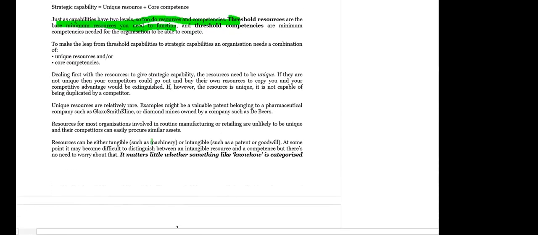While unique resources are distinctive resources. I mean, those resources are relatively rare and less common. For example, GlaxoSmith having a valuable patent, that's a unique resource. Why? Because those rights are only conferred on GlaxoSmith and no other pharmaceutical company has those rights. So that's the rare resource.